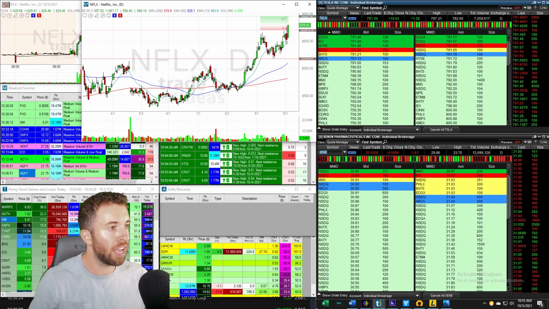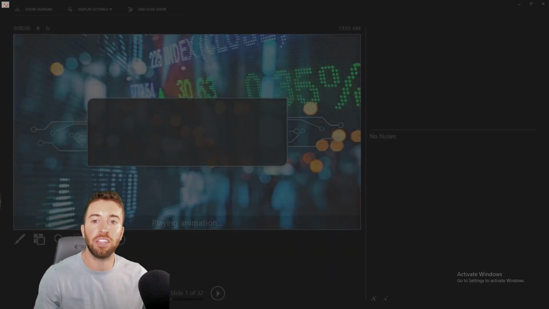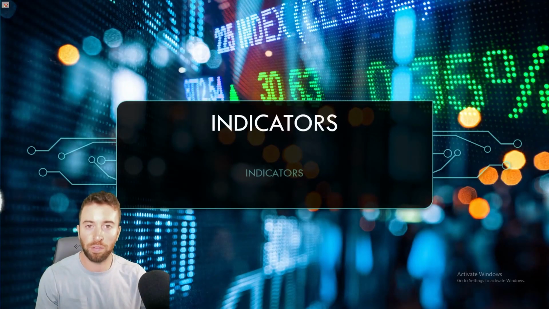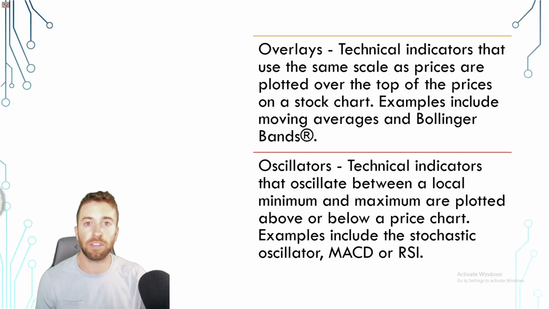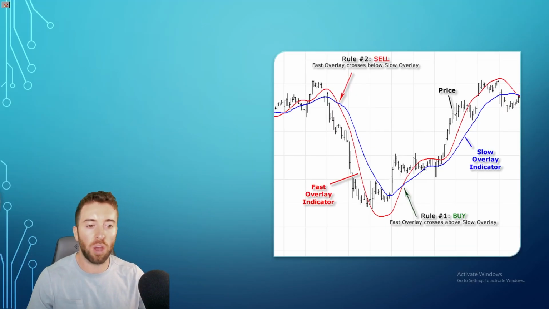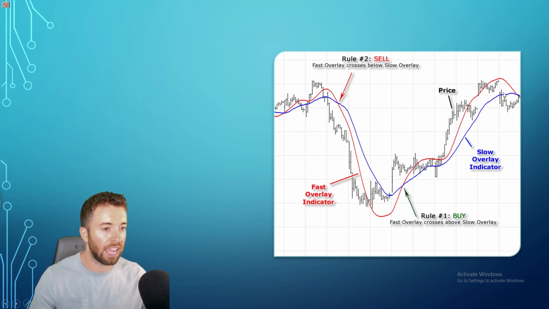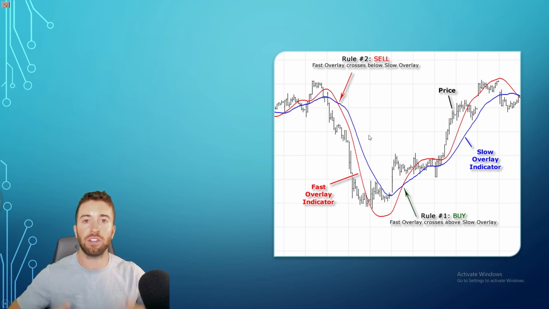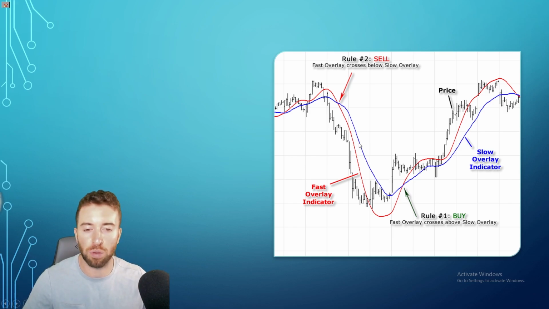So there's 2 different types, and I want to make sure you guys understand them because I'm going to use about 2 to 3 different overlays, and I use about 1 to 2 different oscillators. So as you guys can see right here, this would be an overlay. We could have the actual price of the chart. We could see the candlesticks of the chart with our indicators overlaying on top of the actual price. Very simple, very easy to understand.